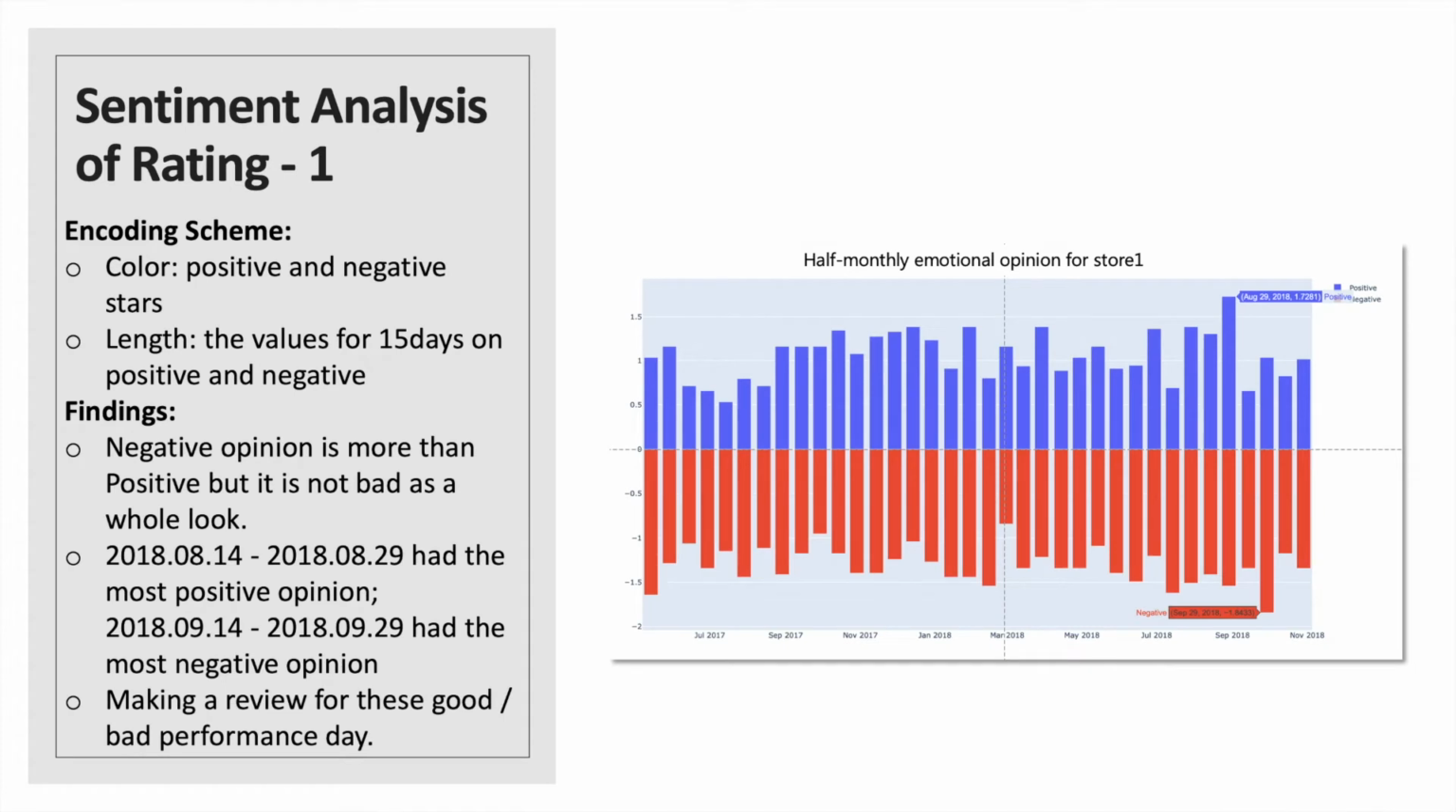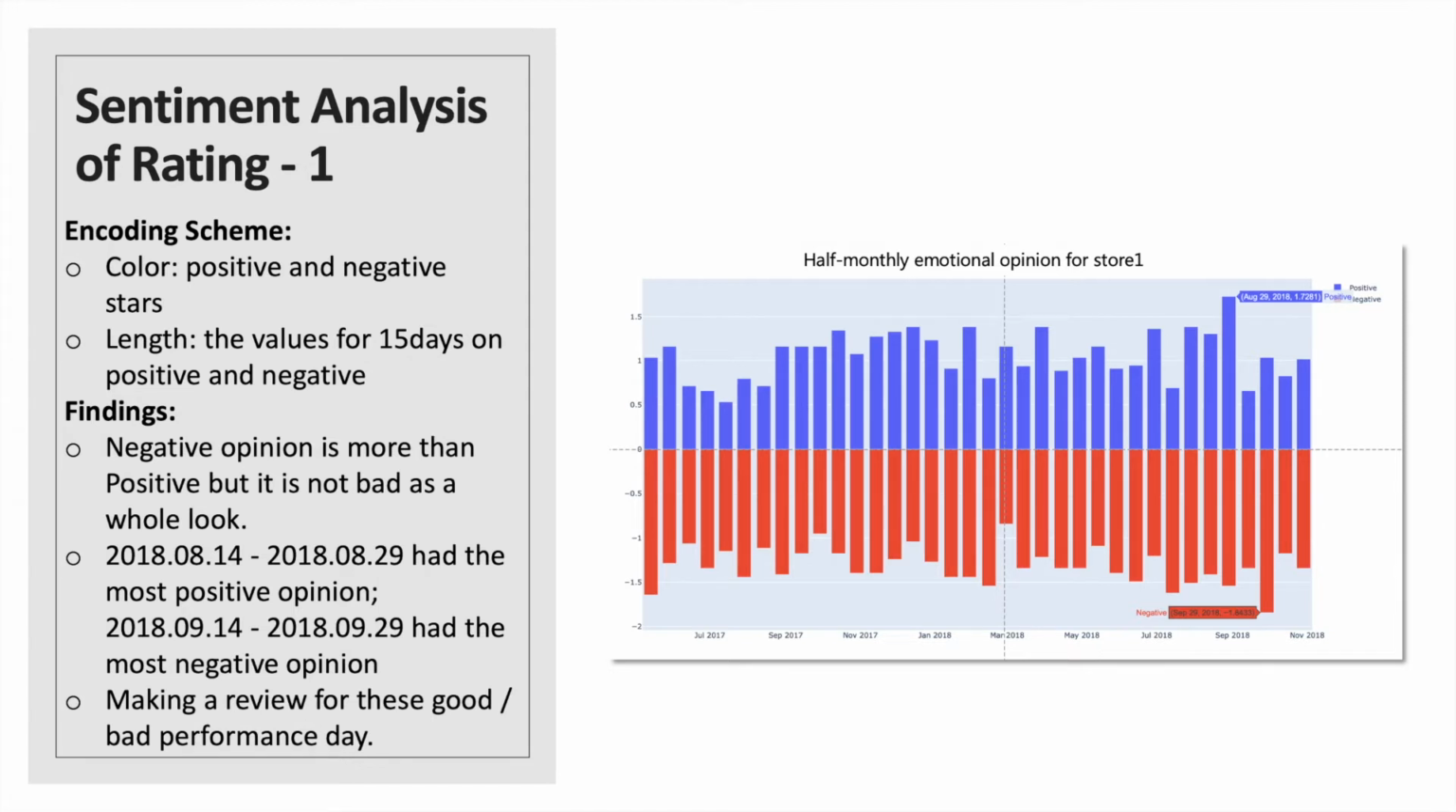Okay, thanks Zhao Wei. My name is Chen Pongyao and I'm in charge of the next part, the business part. For this part, we choose 2 specific business stores to visualize their performance in the past 1.5 years. The first visualization for those 2 businesses is sentiment analysis of rating. The encoding scheme comprises colors and lengths. The blue encodes positive rating and red encodes negative rating, and the length encodes the values for 15 days rating.